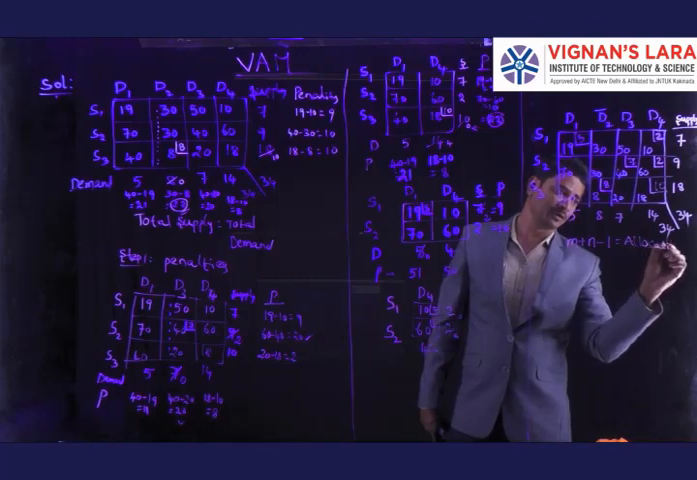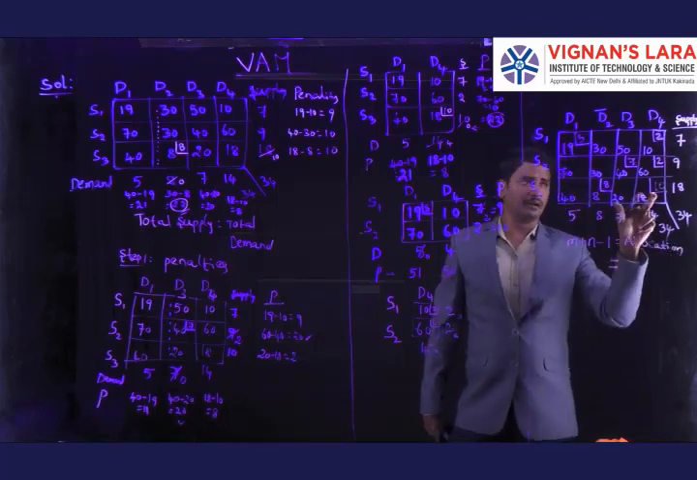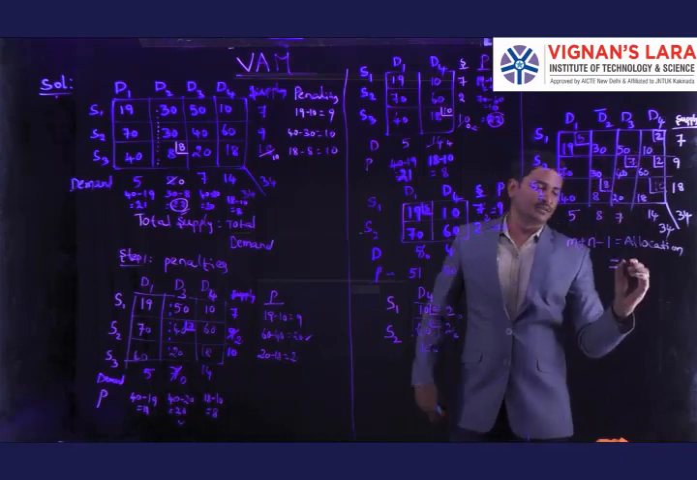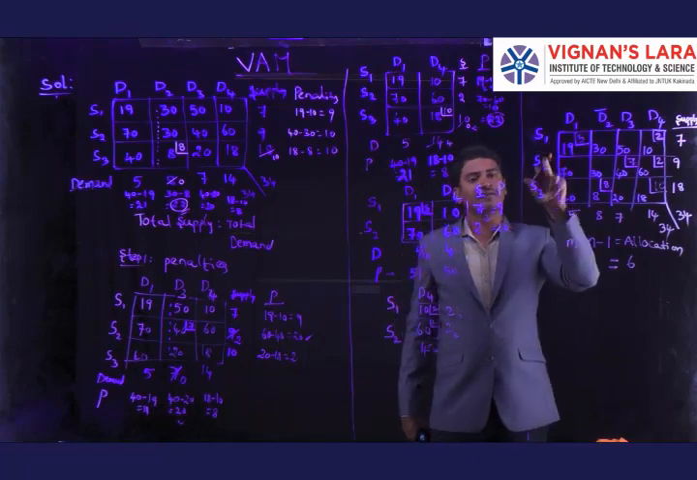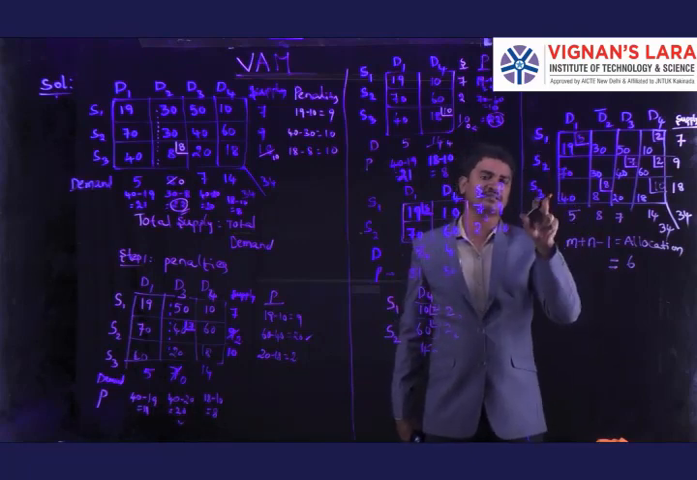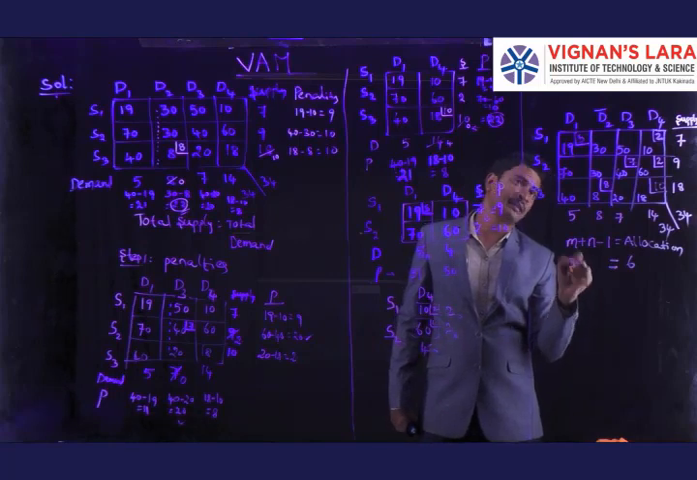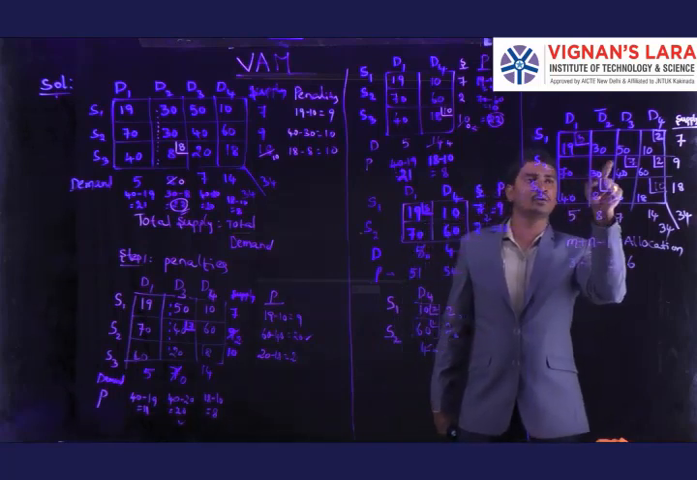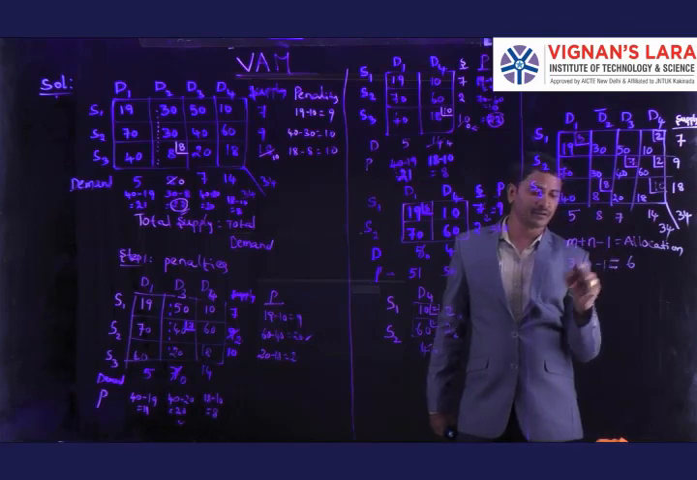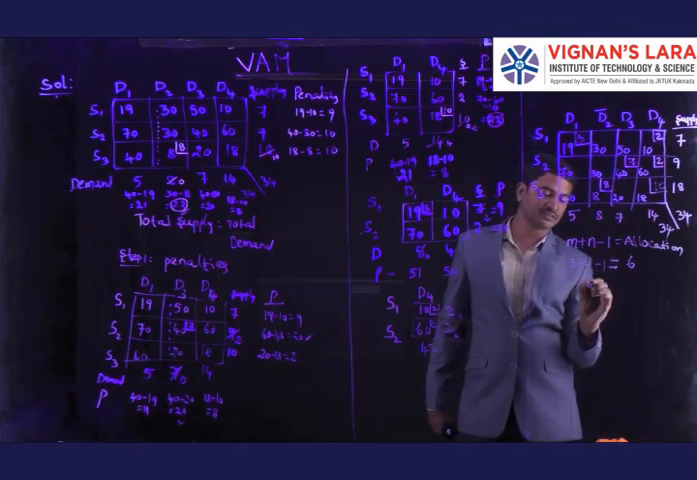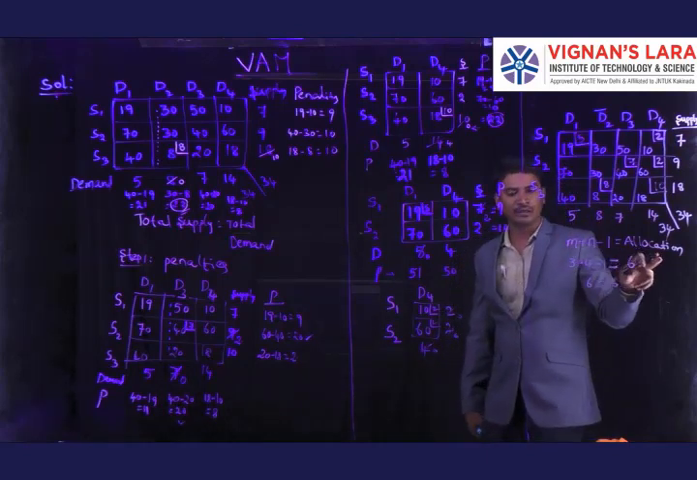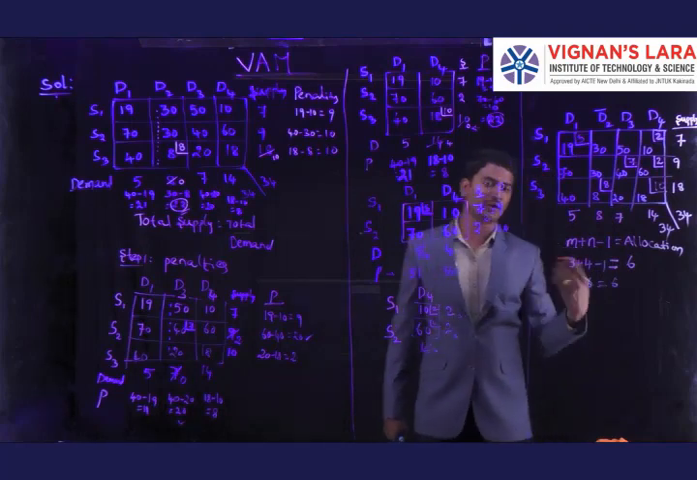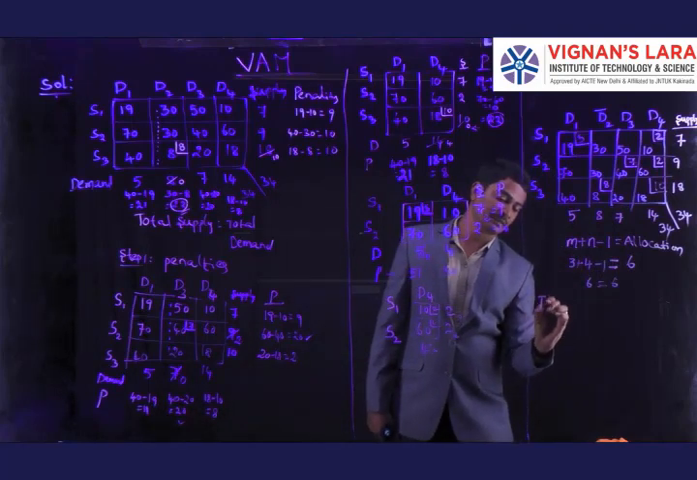Here, how many allocations are there in total? 1, 2, 3, 4, 5, 6. 6 allocations are there. What is m? Number of supply stations, which is 3, plus n, number of demand stations, which is 4, minus 1. So 3 plus 4 minus 1 is equal to 6. 6 is equal to 6. It is satisfied. Number of rows plus number of columns minus 1 is equal to allocations. Now we are going to calculate the initial basic feasible solution.